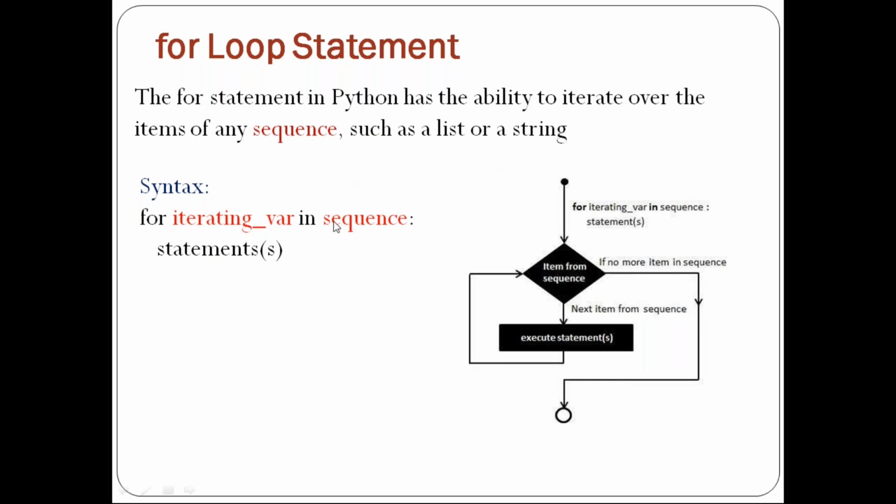Next, in the sequence place, we can make use of either the range method, or any list or tuple or set or dictionary. It can be a string. Any sequence type can be used in place of this sequence.